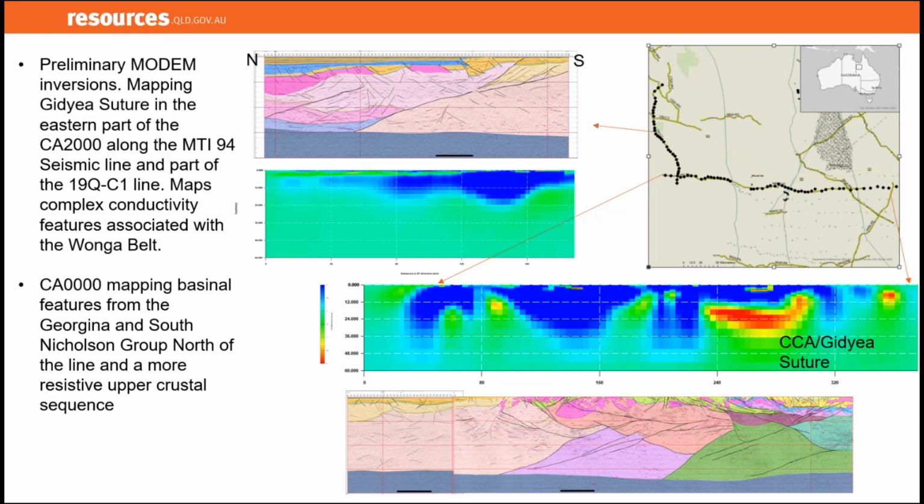And if you do have any questions about the inversions or the modeling, Janelle is definitely the best person, who did all her PhD work on the MT data. So any questions on MT, you can go straight to Janelle, please.